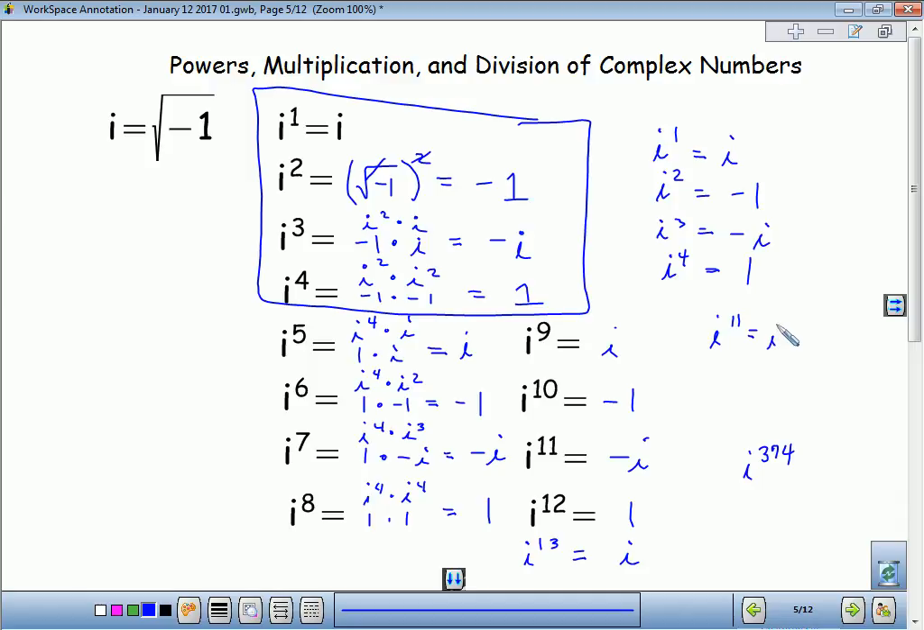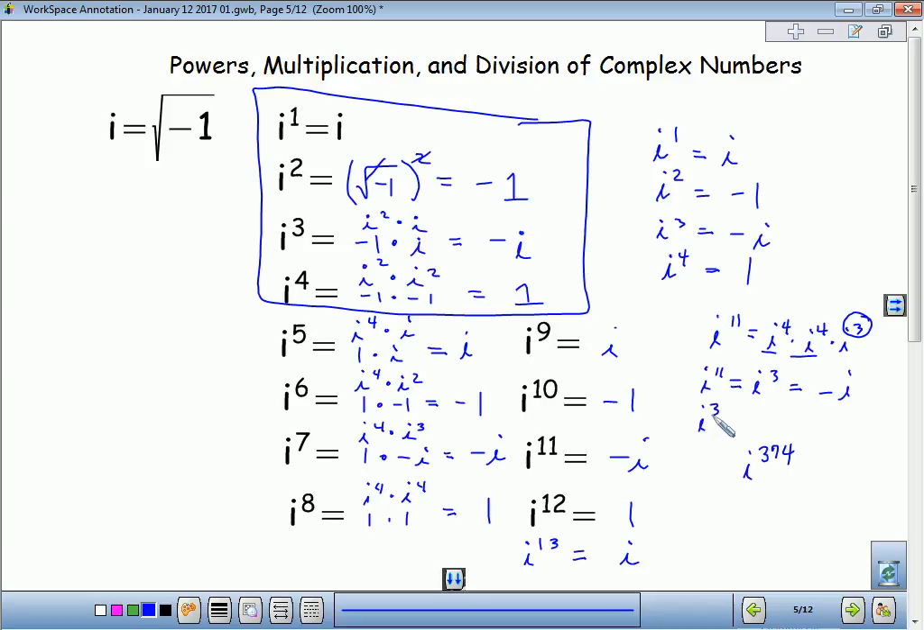Could I think of this as i to the fourth times i to the fourth times i to the third? Okay? So really, because this pattern repeats every 4, if we look at this exponent and divide it by 4, it goes in there twice. So that tells me it goes through the pattern completely 2 times. And then how many are left over? 3. So i to the 11th is equivalent to i to the third, which is -i.